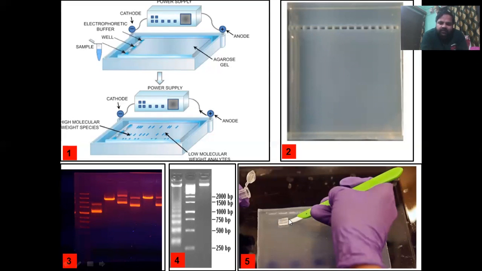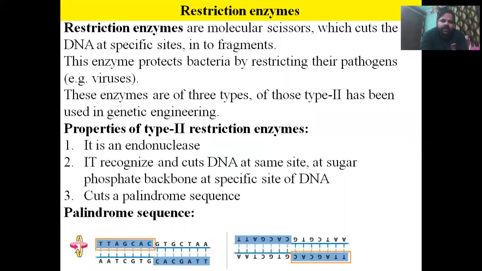We can see here that this fragment has been cut. What we need to do is collect it and put it in the tube, and by employing several chemicals, we will isolate that particular fragment, and by this process we will get our desired fragment out of the total genomic DNA. Now we will see the details of restriction enzyme.